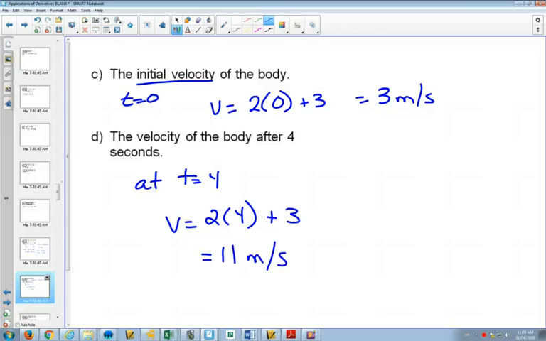And if we want to find out when the time is equal to 4 seconds, plug that into your velocity formula, and you're at 11 meters per second at that time.